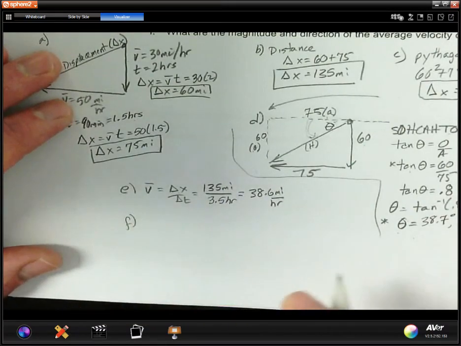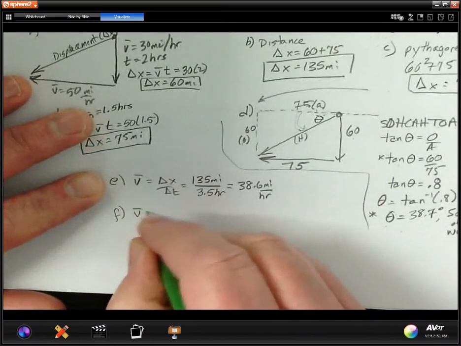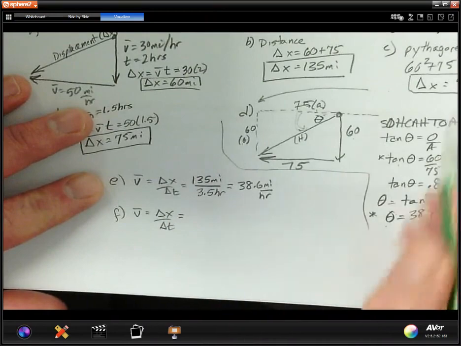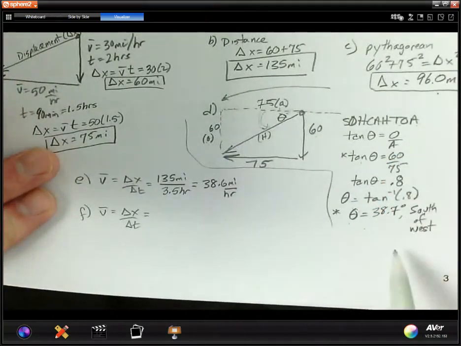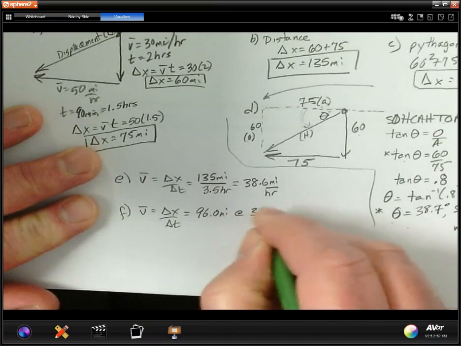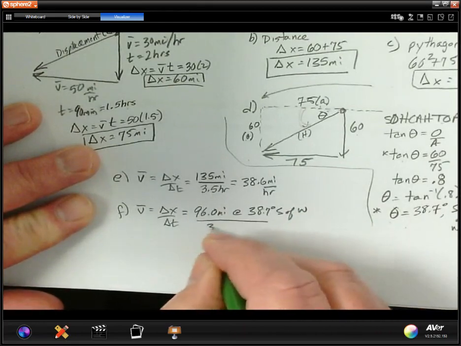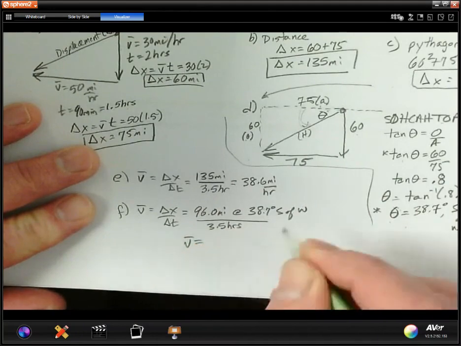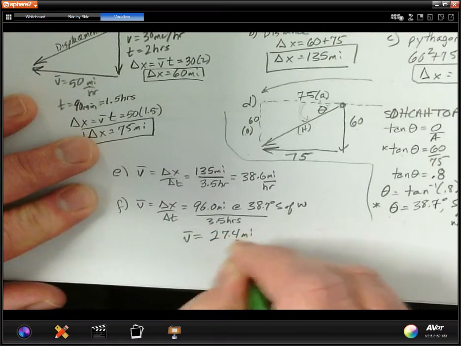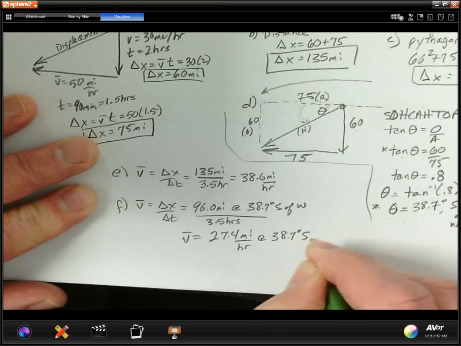And then part F, I want to know the magnitude and direction of the average velocity. So average velocity, I use delta x over delta t again, but this time I want to use the displacement, which was 96 at an angle of 38.7. So 96.0 miles at 38.7 degrees south of west. And I'm going to divide that by the 3.5 hours. And I get the average velocity is, if I put that in my calculator, 27.4 miles per hour at 38.7 degrees south of west.